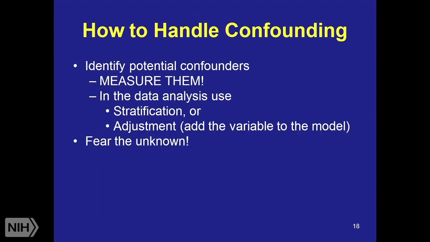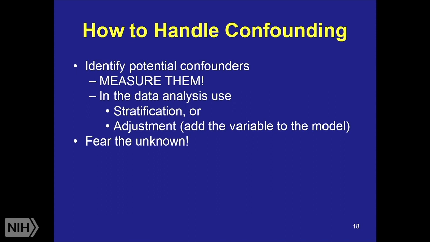So how do you handle confounding? Well, the way you do it is you identify all potential confounders you can think of. You measure them. You're going to probably measure them in many different ways. How do you measure smoking? Current, former, never? How many pack years you have? There are tons of different ways to measure smoking.